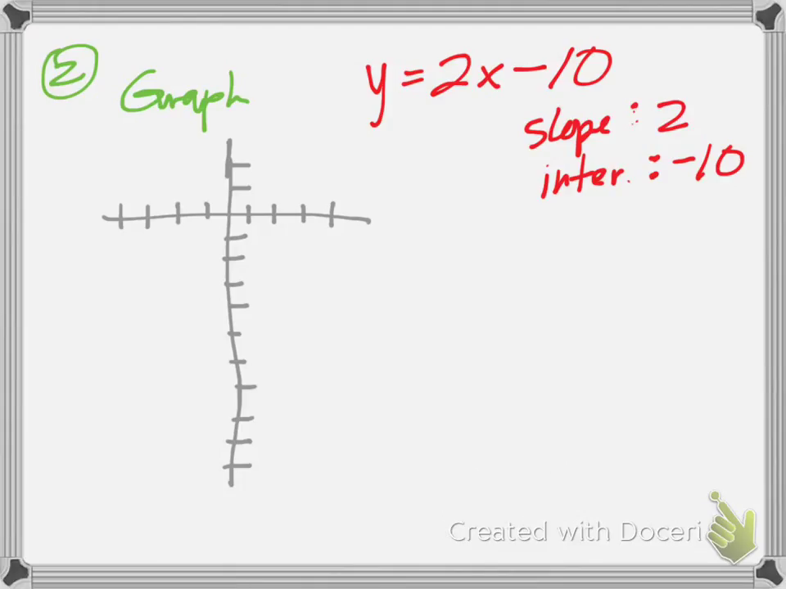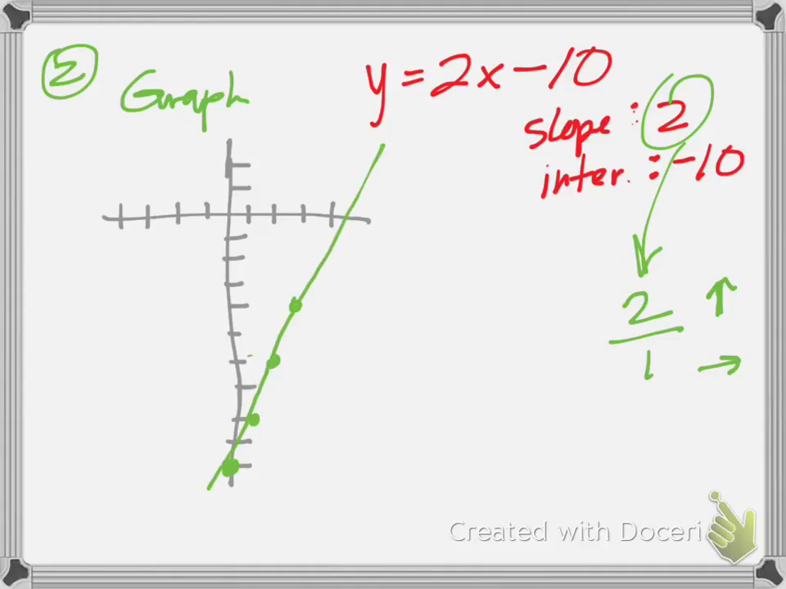Alright, so let's plot this point first. Remember from the slope-intercept video, you do the intercept first. So there's my negative 10, and then you do the slope. The slope of 2 is the same as 2 over 1. Go up 2, and then right 1 every point. Up 2, right 1. Up 2, right 1. Up 2, right 1. Draw your line through your points.